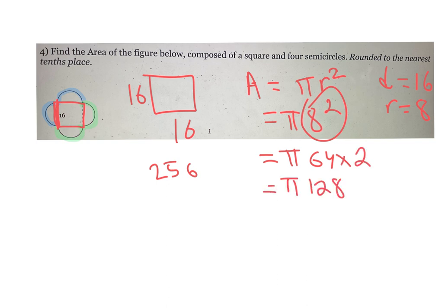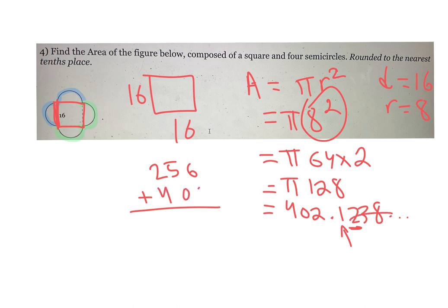So let's double that, and that's going to be pi times 128, right? So we're going to add whatever that value is to 256, and then we're going to round it to the nearest tenths place. You get even more digits than what I'm showing right there, but we only want to round to the nearest tenths place. I have a 2 in back of it, so I'm not going to round up. I'm just going to keep it at 402.1.